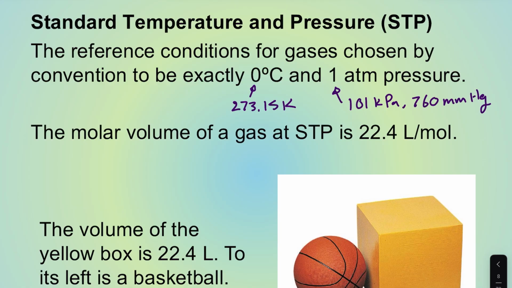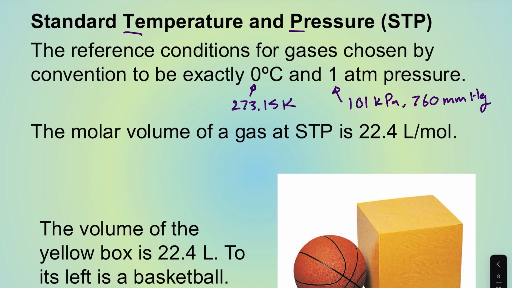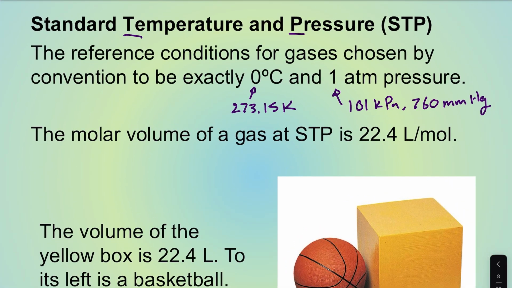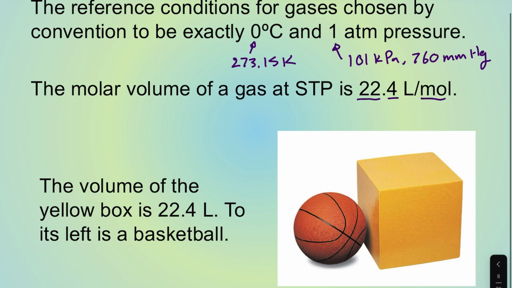So all STP is saying is standard temperature and pressure. We've chosen this to be our standard temperature and pressure. And it was also found that at STP, you will have 22.4 liters of gas for every 1 mole of gas you have. This will always be true. You will have 22.4 liters of gas for every 1 mole of gas. This is just a picture of what that looks like. Within this 22.4 liters is going to be 1 mole of gas.